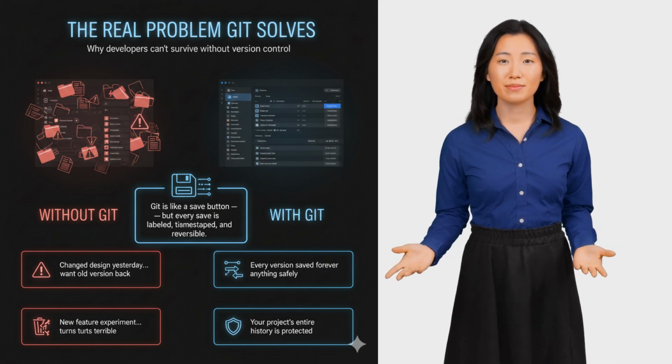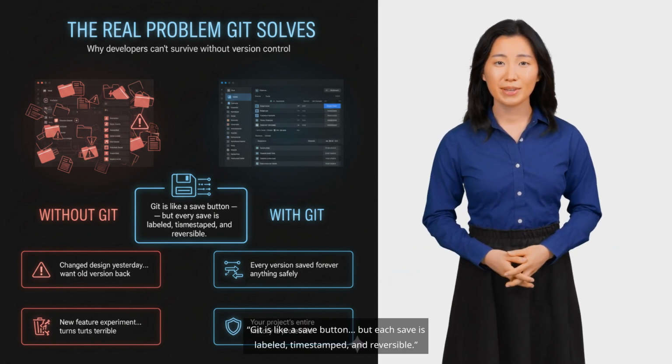Visual analogy. Git is like a save button, but each save is labeled, time-stamped, and reversible.